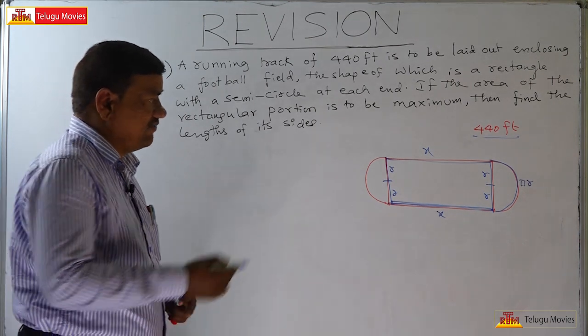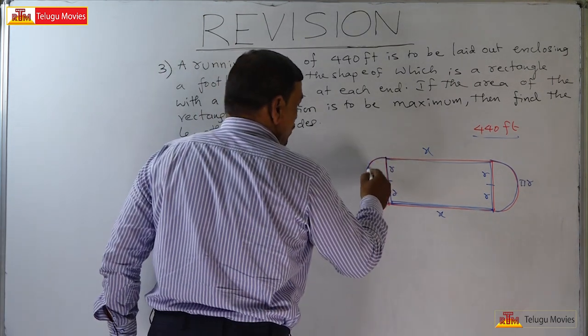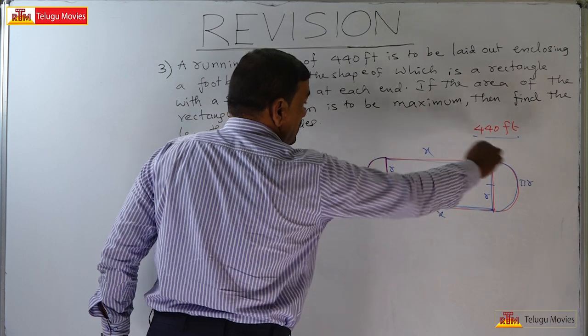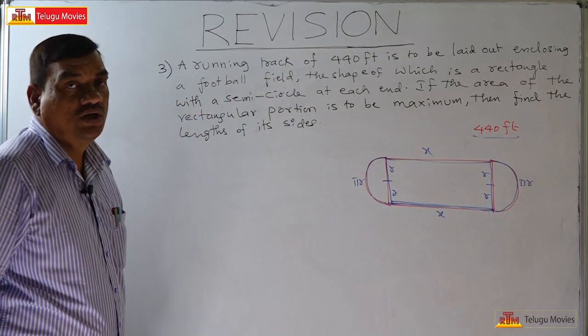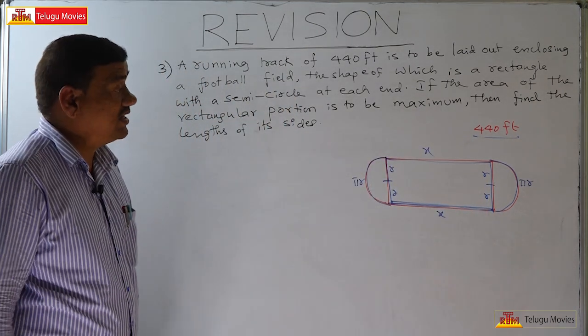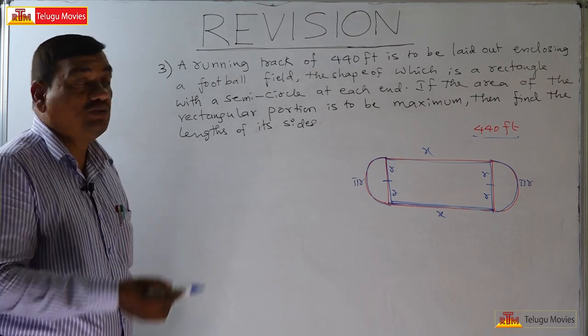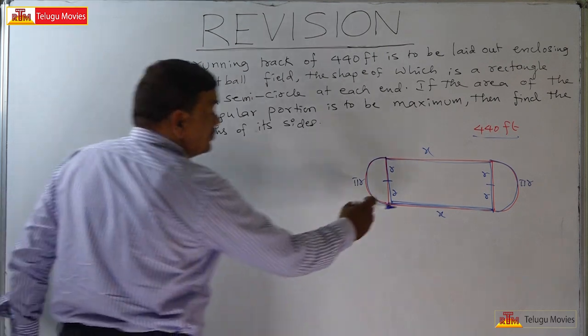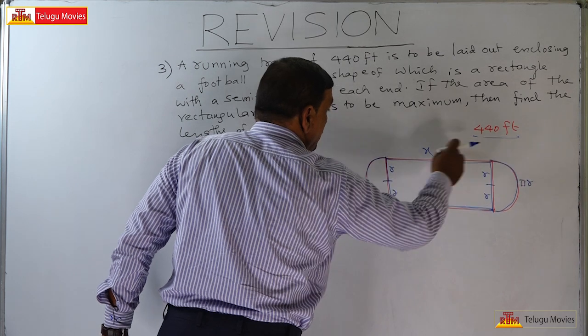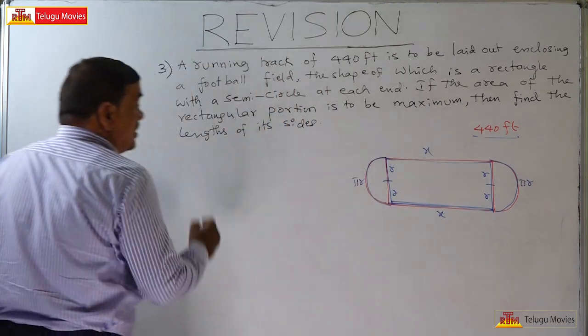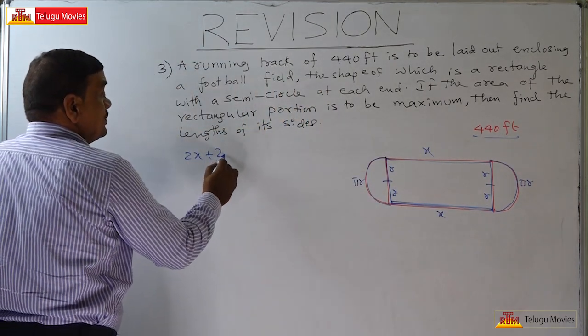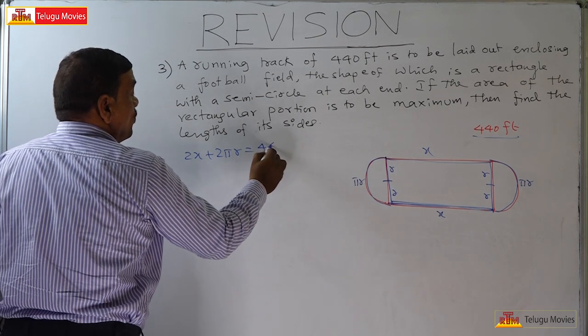So what is the circumference of half of the circle? Total circumference is 2 pi r, so half of the circle means pi r. Now, see here, x plus pi r plus x plus pi r. That means 2x plus 2 pi r is equal to 440.